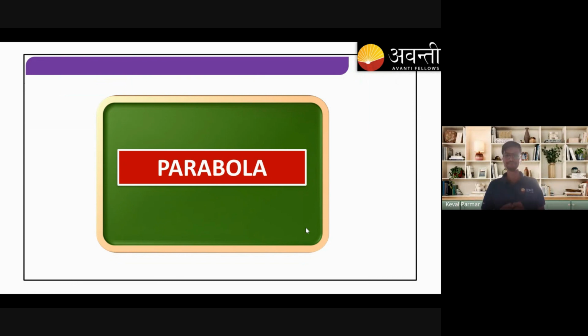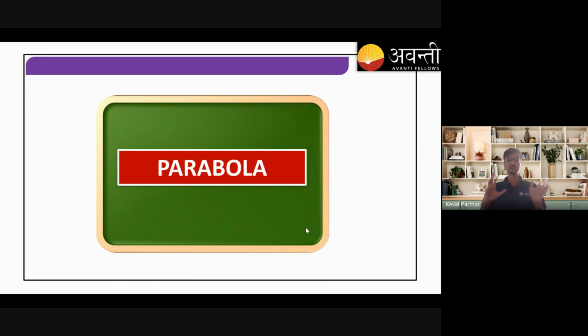So, welcome back, guys. Good evening, all. Let's start today's lecture. As discussed yesterday, we will be starting with parabola. This is the first topic of conic section, which has three curves, that is parabola, ellipse, and hyperbola. Parabola is the most basic and the most asked question in JEE Mains.